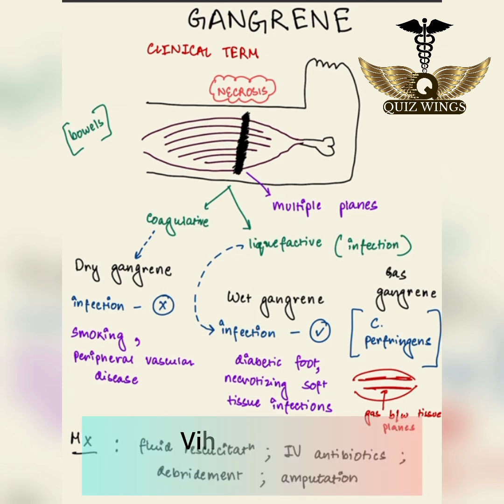When there's more liquefactive necrosis, then that indicates that there is a superimposed infection, and it's called wet gangrene. So wet gangrene is seen in diabetic foot, necrotizing soft tissue infections, basically all those conditions where there are chances of the coagulative necrosis getting infected. Then there's a third type called gas gangrene, which we'll discuss later in more detail. So the management basically consists of fluid resuscitation and IV antibiotics and debridement and amputation in severe cases.